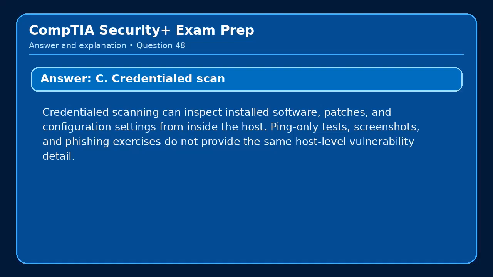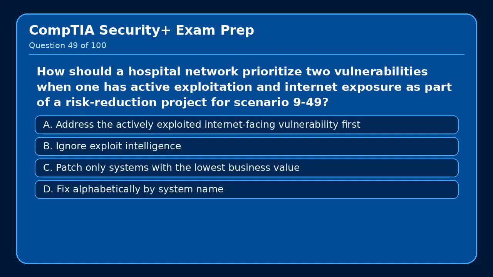Question 50. When a scanner flags a service that is intentionally blocked by compensating controls, what should a university department do before the production rollout for scenario 9 to 50? A. Disable every control around the service. B. Validate and document whether the finding is a false positive or accepted risk. C. Delete the scanner report without review. D. Assume all findings are always exploitable. Take a moment to choose your answer.